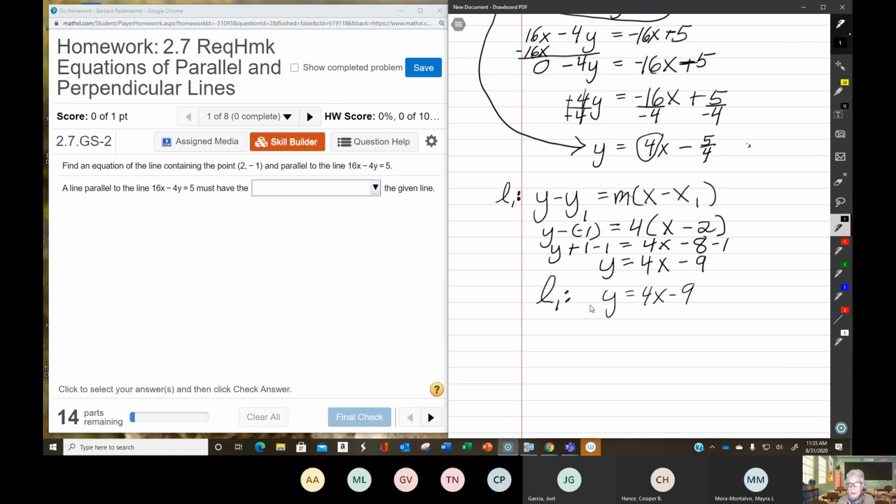And L1 goes through 2, negative 1, and it's parallel to y equals 4x minus 5/4. How do I know they're parallel? They both have slope 4.